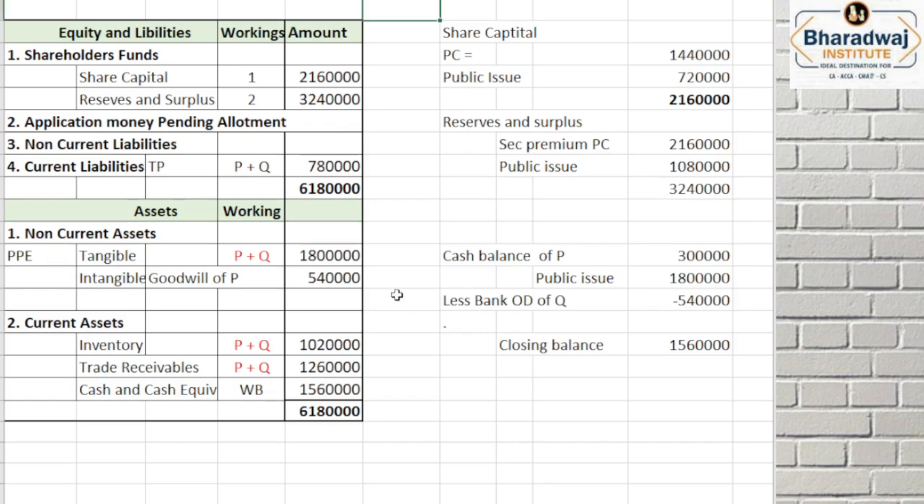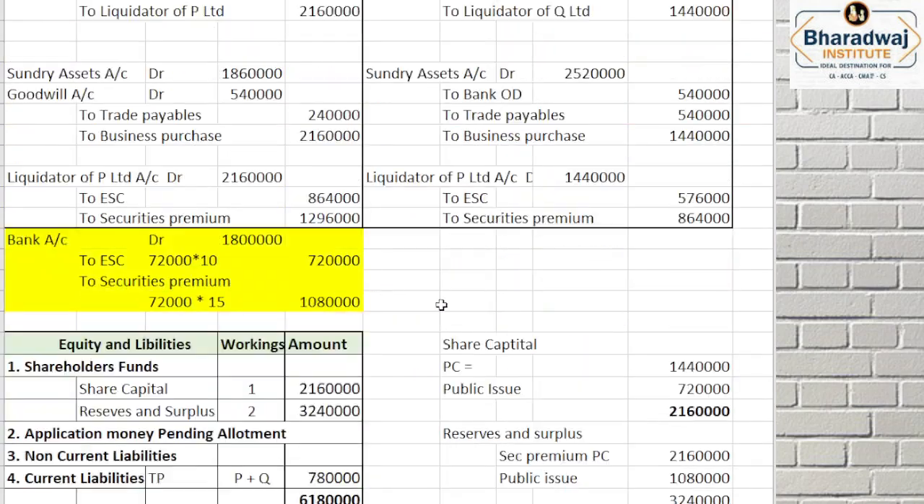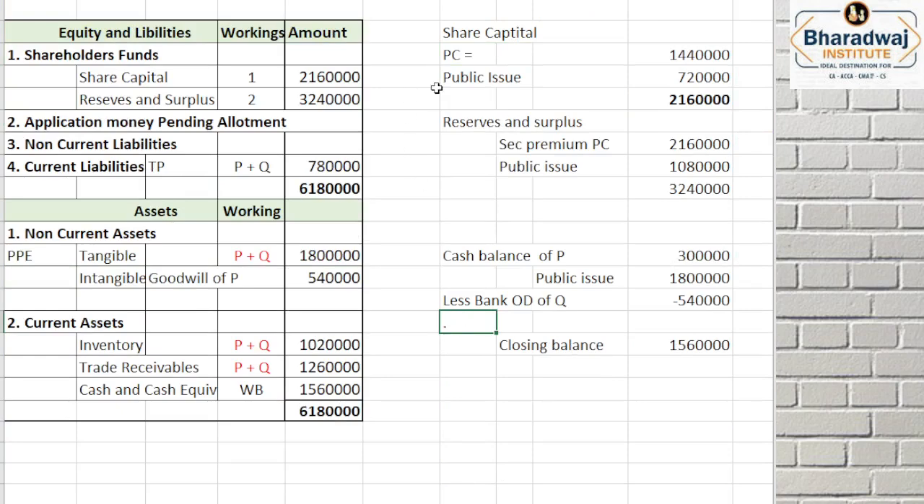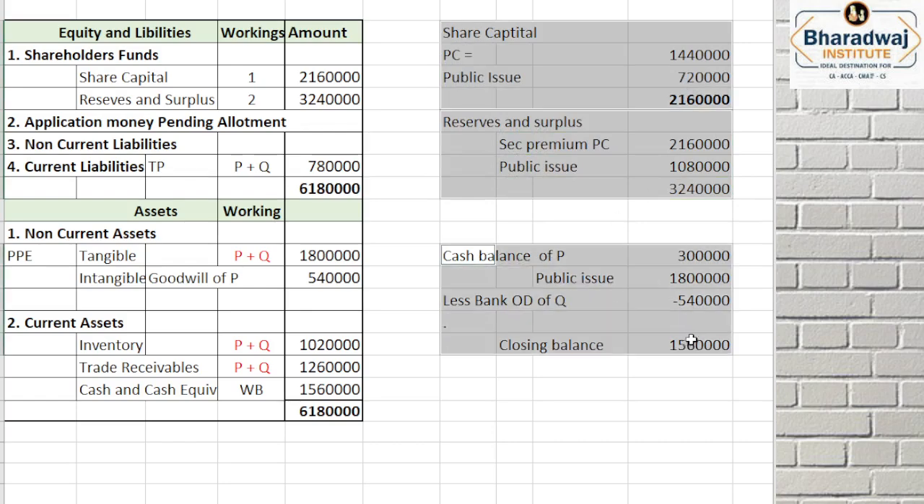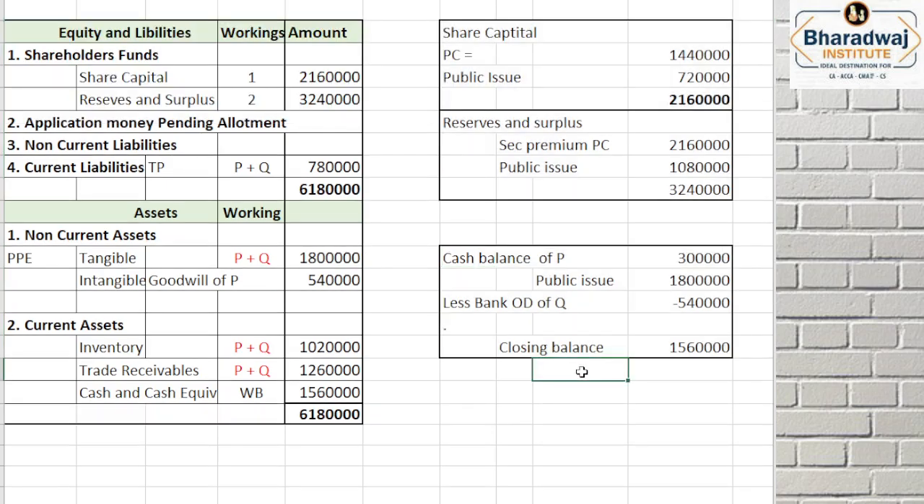This journal entry pass. Then based on the purchase consideration statement only. Purchase consideration. What is the purchase consideration? 8 lakh 64 plus 5 lakh 76. 14 lakh 40. That's purchase consideration. Since assets and liabilities are taken at book value, we just add the balance sheet values.